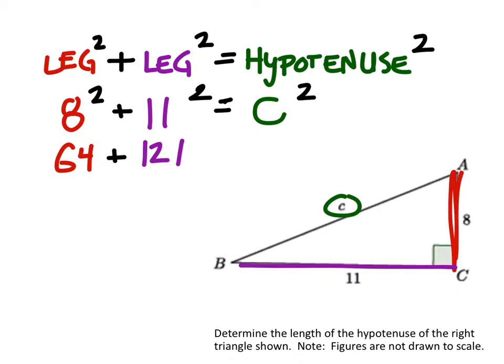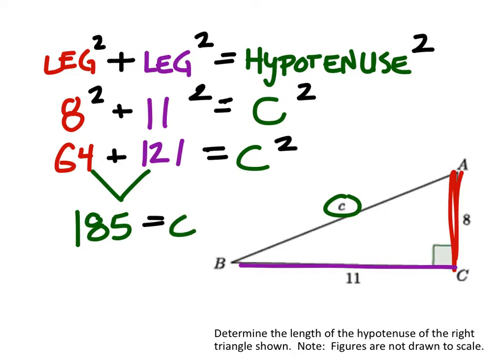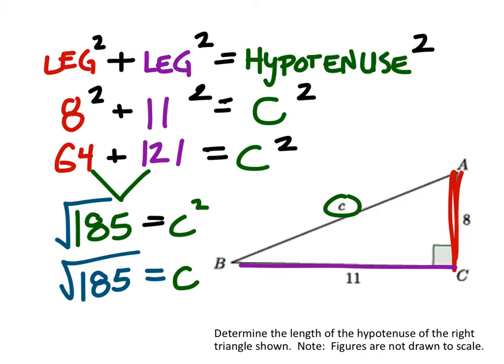When I add those together, I should get the hypotenuse as a square. So 64 plus 121, this would combine to be 185, which equals c squared. But I don't want the area of that square. What I just want is the length of the hypotenuse, c. So to do that, I just square root that 185. So c is the square root of 185.